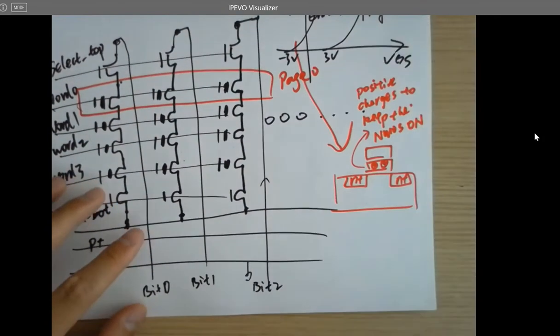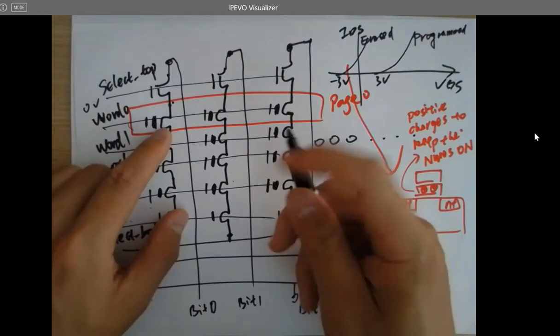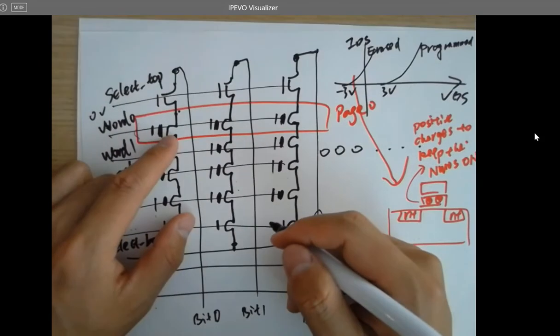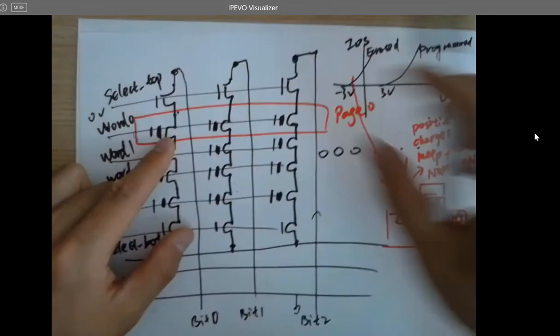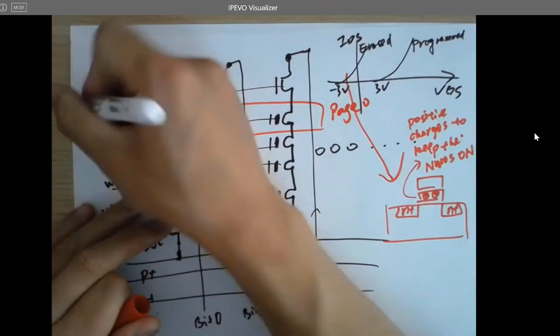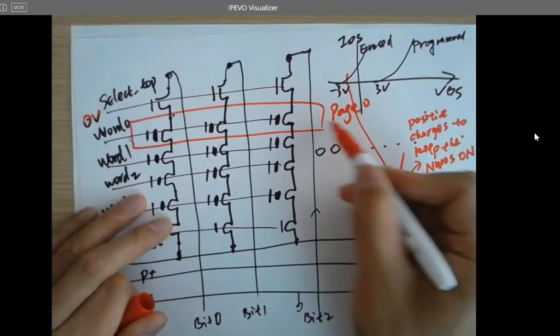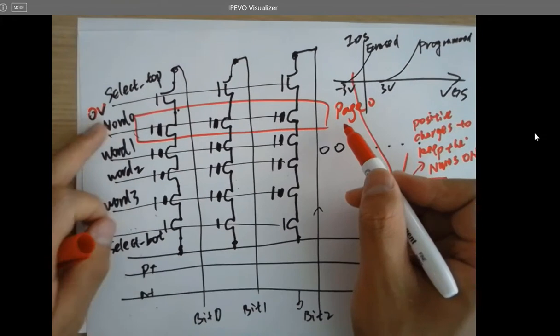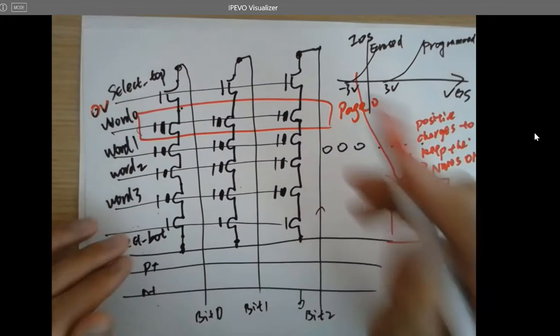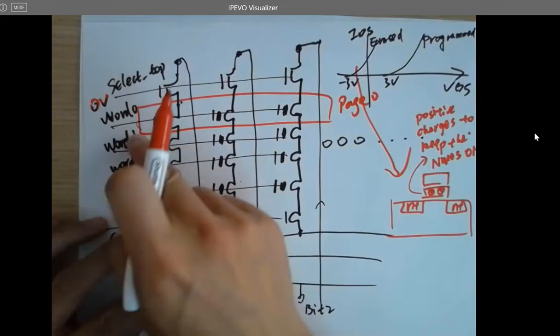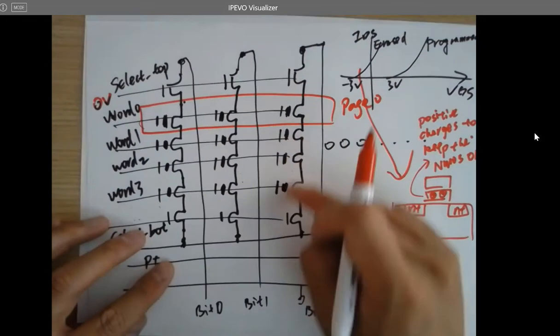So if you have positive charges in here, then, for example, this has been programmed, right? This has been programmed, and now I'm trying to read this page. I just give 0 volts to this row, and when I'm reading, keep in mind, should I turn on these transistors or turn them off?